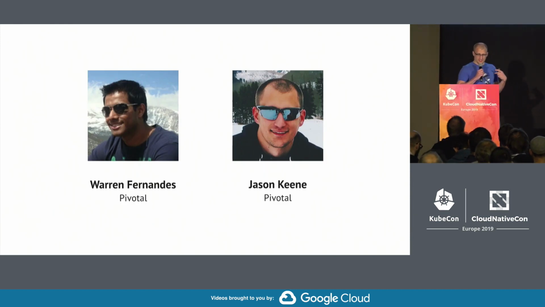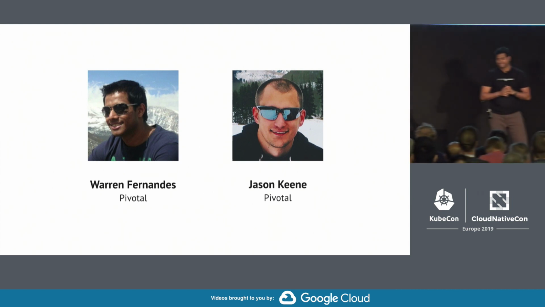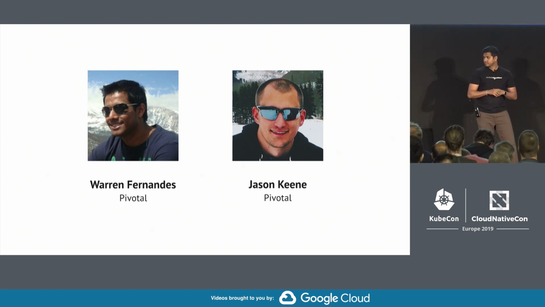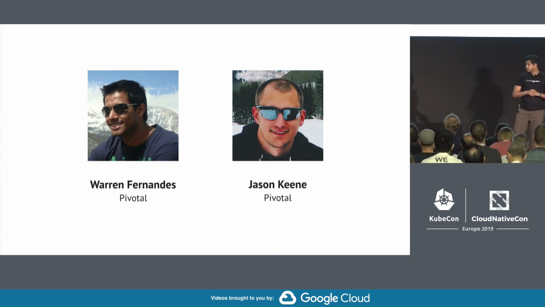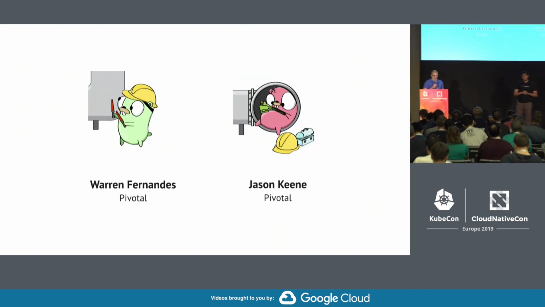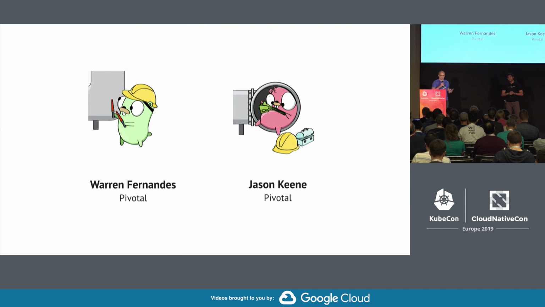So my name is Jason Keene, and my colleague here is Warren Fernandes. We work for Pivotal, and we work mainly on observability tooling for Kubernetes. And we're both really avid Go users. We love using Go, and Pivotal, as a company, has embraced Go pretty heavily. So pretty much any problem we encounter, we see if it's possible to solve using Go.